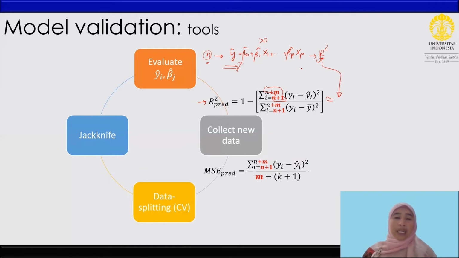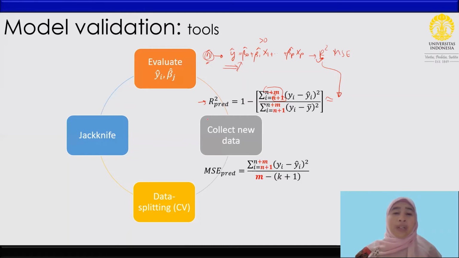The same idea applies to the mean squared error. While for R squared we want it to be as large as possible, we want the mean squared error to be as small as possible. Most of the time, the mean squared error predicted will be larger compared to the mean squared error from the in-sample data, but even if it is larger, the difference should not be that much. In that case, we say that our model is good enough when applied to new data.